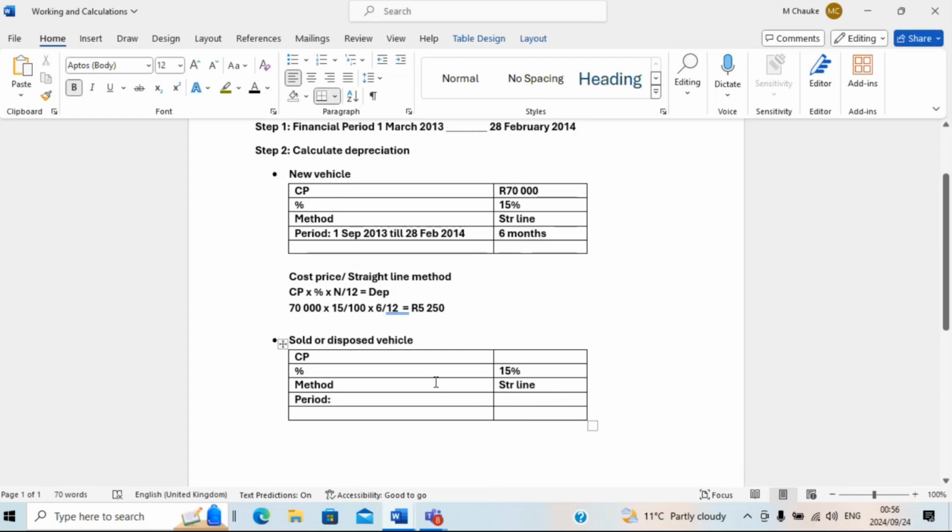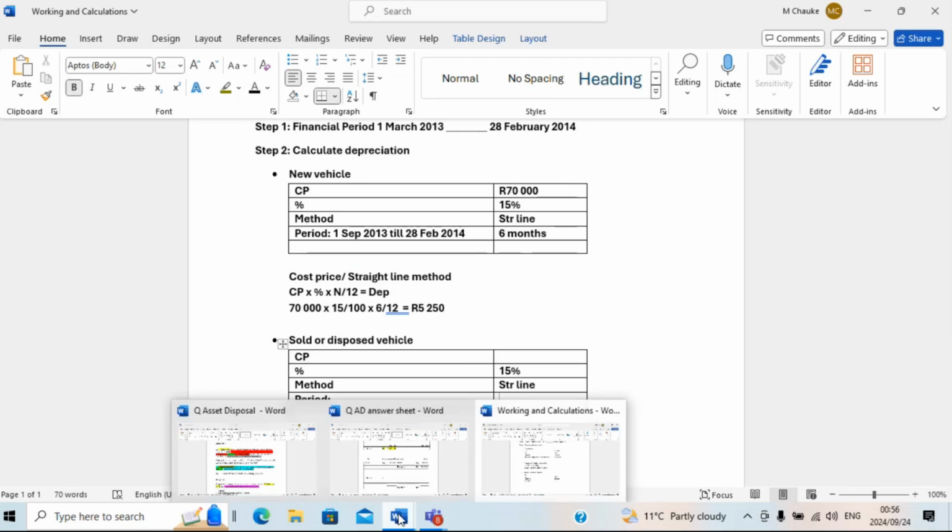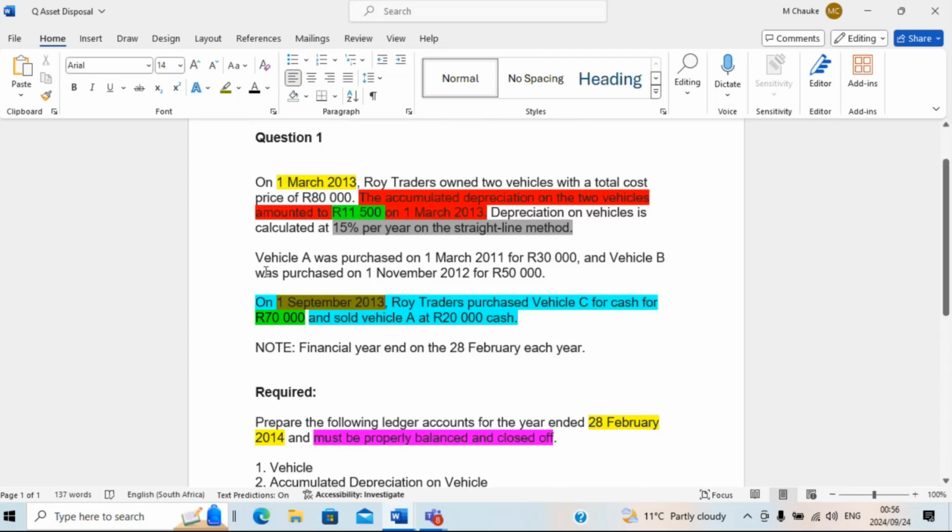So when we calculate depreciation for the sold, we have to determine the cost price. Let's go to the question. The question says vehicle A, actually the sold is vehicle A, because it's the one they sold. So they say vehicle A was purchased on the 1st of March 2011 for 30,000. The 30,000 is the cost price for the vehicle that was sold, right?